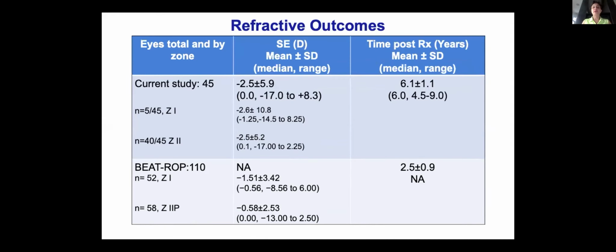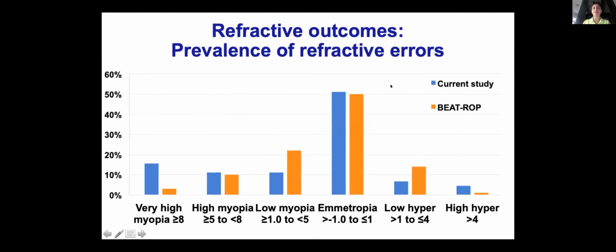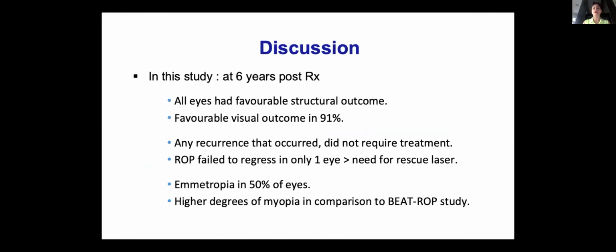The spherical equivalent was myopic, and in our current study compared with BEAT-ROP, you can see that we had higher myopia, and this may be because we had a longer follow-up compared with BEAT-ROP. Most of the infants were emmetropic, but we had a larger number who had very high myopia.